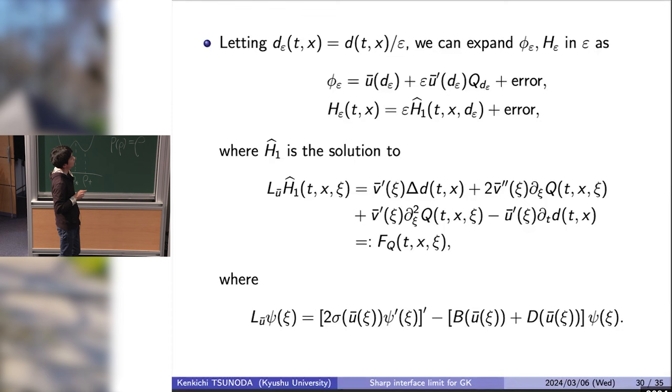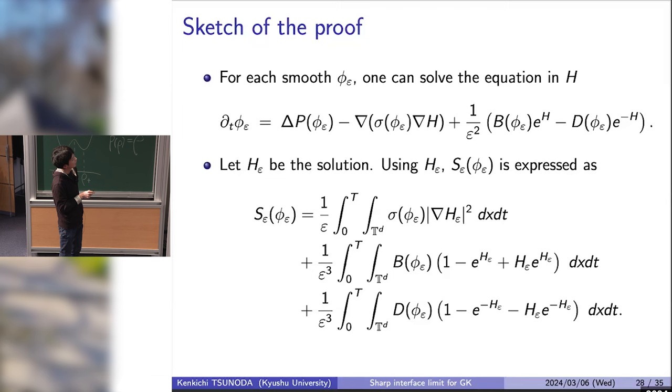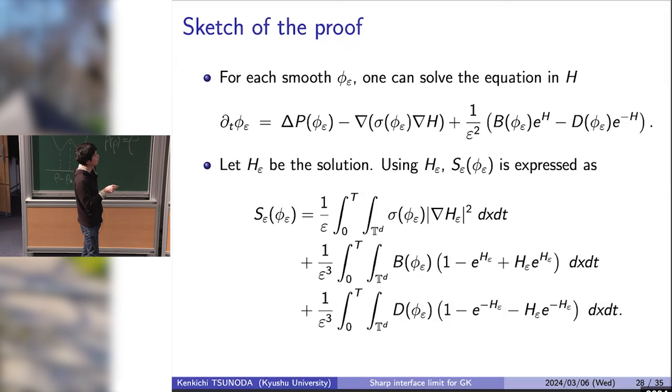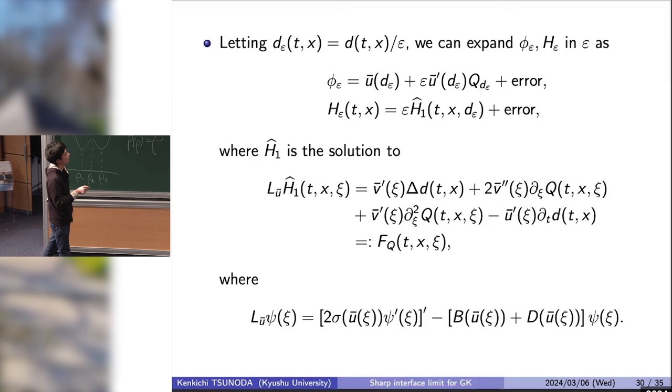So anyway, we need to expand this quantity in epsilon. So we need to expand phi epsilon and h epsilon. The easier one is phi epsilon. By the Taylor expansion, we just obtain this formula. The much harder part is the expansion for h epsilon, because h is just a solution to this PDE.